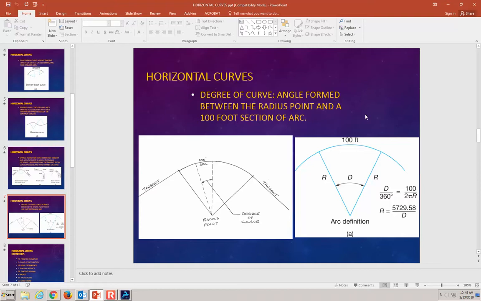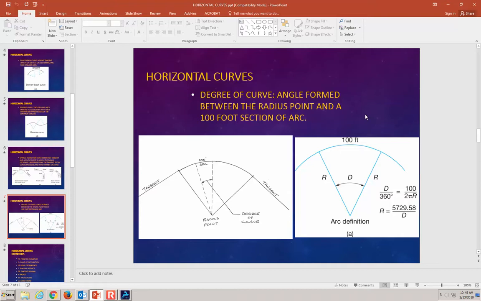The degree of curvature is the angle formed between the radius point and a 100-foot section of arc. A 100-foot section of arc is a very important concept. We are going to deal with arc definition curves. That's the math we're going to be doing. Arc definition is for highway curves. Chord definition curves are railroad curves. So that's 100 feet on the curve, 100 feet of the arc. It's not 100 feet on the chord line.